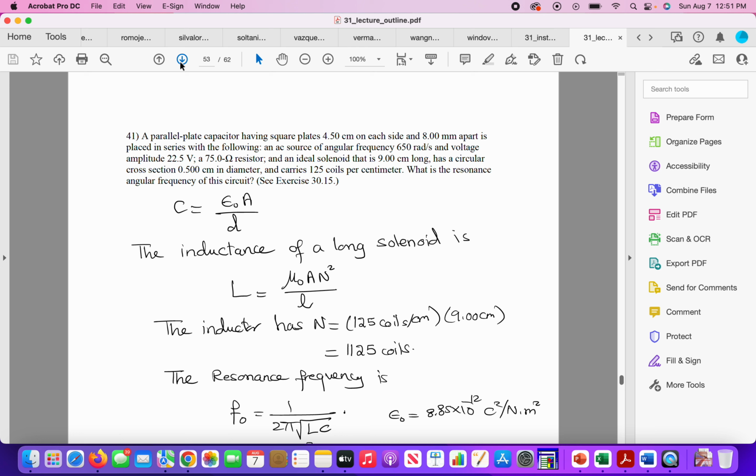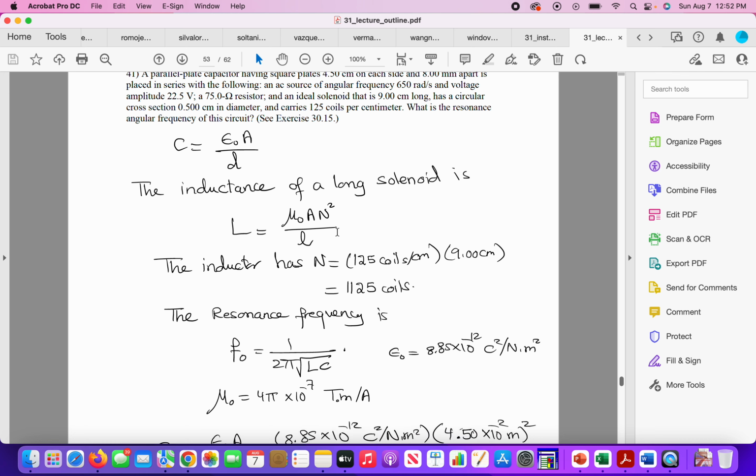This is to show you how to calculate L for a solenoid. The inductance of a long solenoid is L equals mu 0 A n squared divided by l, and the inductor has n turns that are really 125 per centimeter. Then I need to multiply by its length, which is 9 centimeters, to get the total number of coils. Also, we know that the resonance frequency is f0 equals 1 over 2 pi square root of LC.